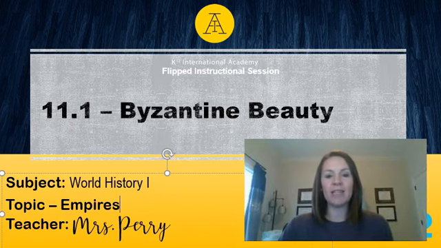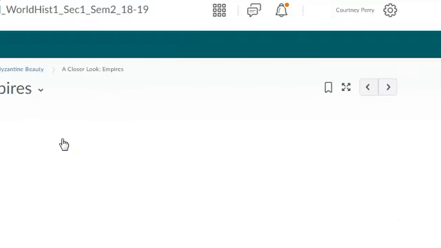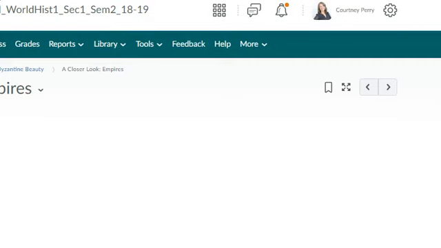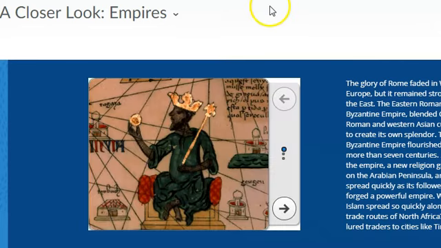We are moving into some more empires and we're going to take a look at the Byzantine Beauty today. Since we are starting at Lesson 1 in this unit, when we start the lesson, we are going to have a unit introduction here as opposed to our lesson introduction. So the resources for this unit will be on the next page.